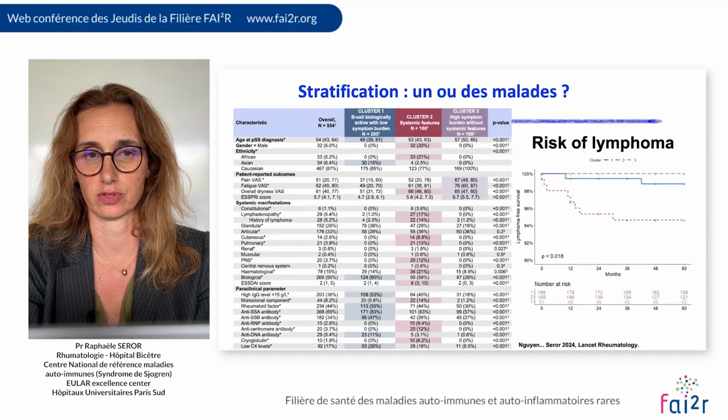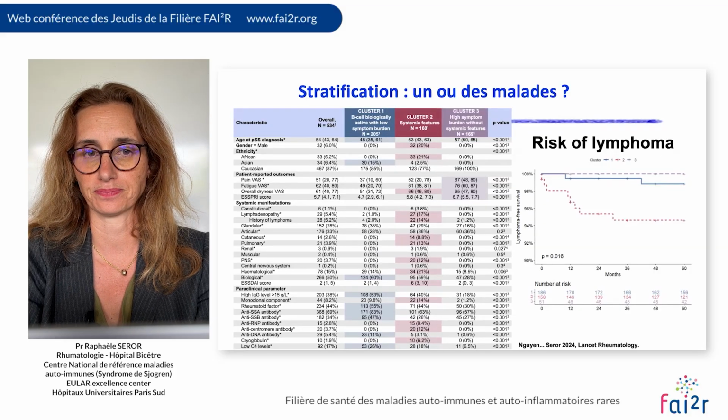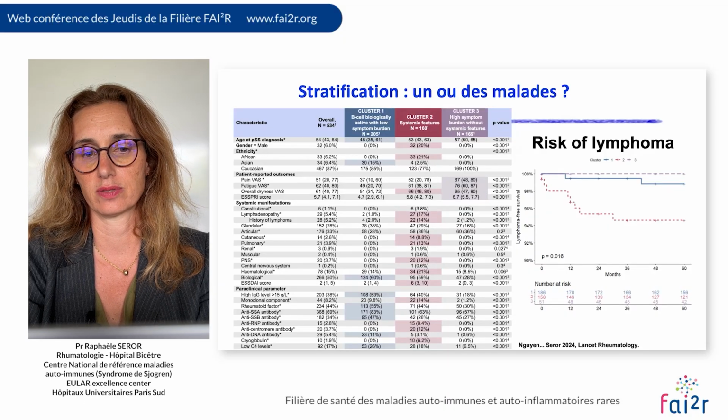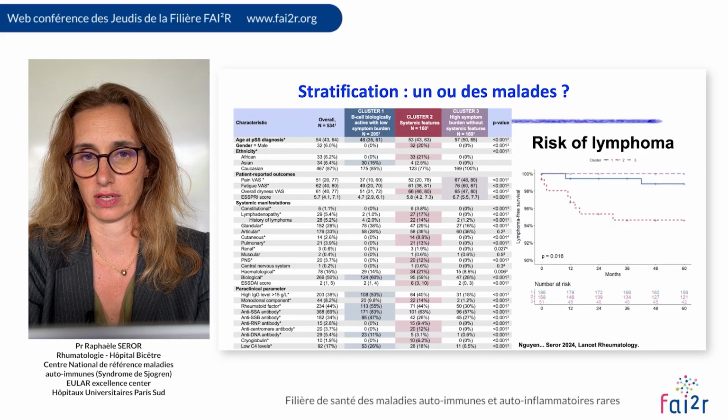It was the same clusters. The first cluster was patients a little bit younger, mostly Caucasian, but with Asian patients, that present with biological features of the disease, frequently glandular and articular manifestations. They also frequently have high IgG level or rheumatoid factor.